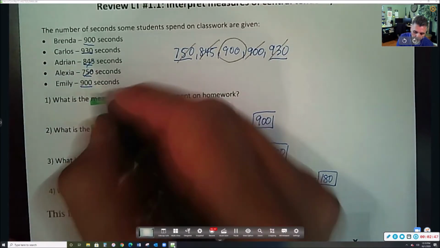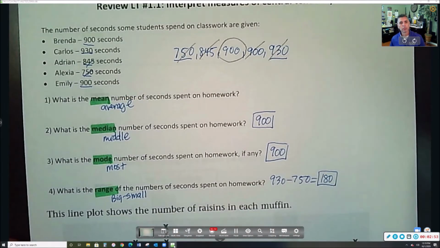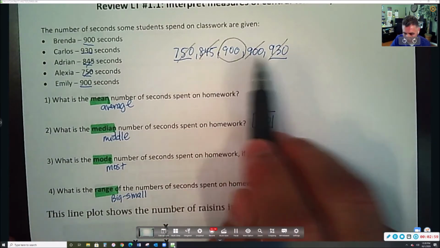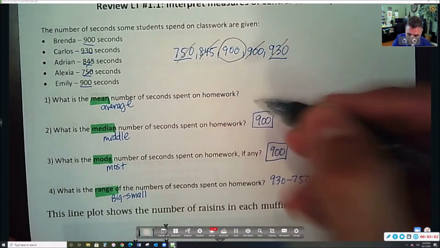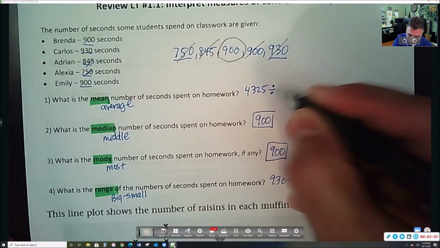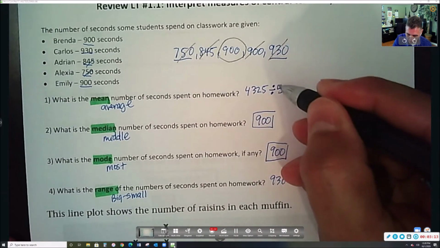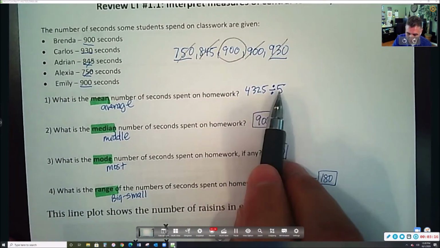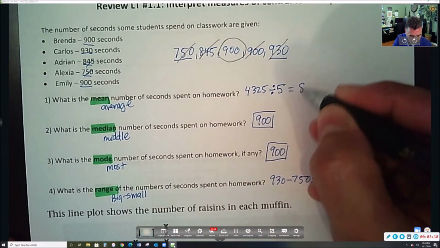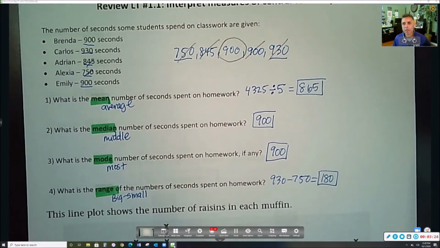And then the mean, one of the ways we describe the mean is by calling it the average. Okay. And to find the average, we need to add all these numbers up. When you add them up, you get 4,325. And then after you add them up, you need to divide by how many numbers there were. There's 1, 2, 3, 4, 5 numbers. So it's the sum divided by the count. And when you type that into the calculator and do the division, you get 865. Okay? And that's the mean, median, mode, and range.